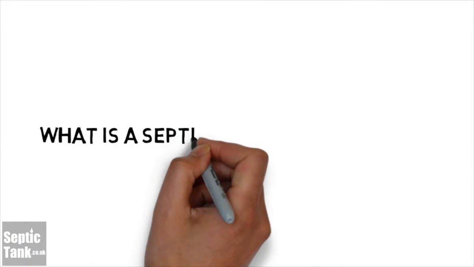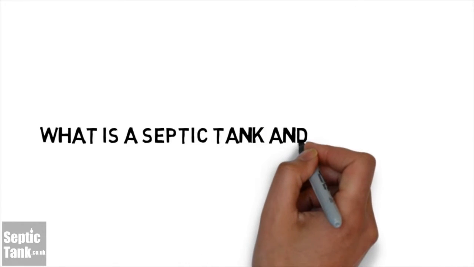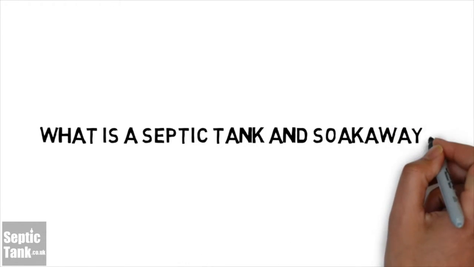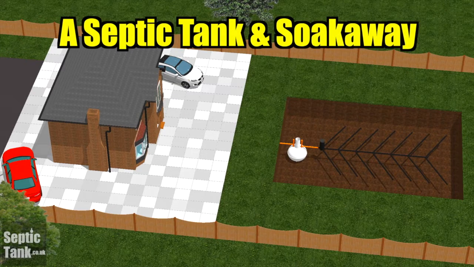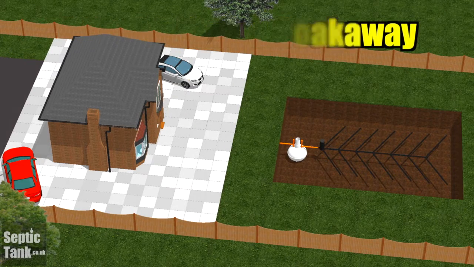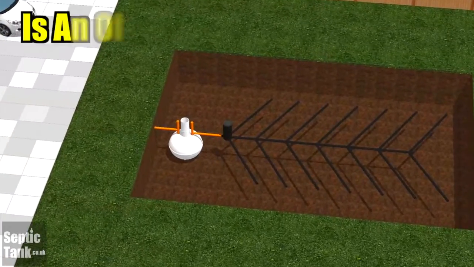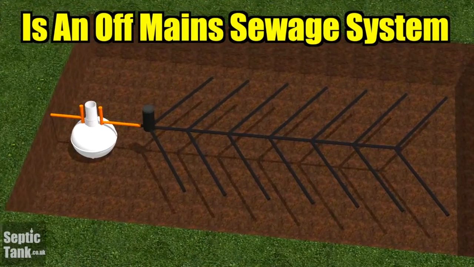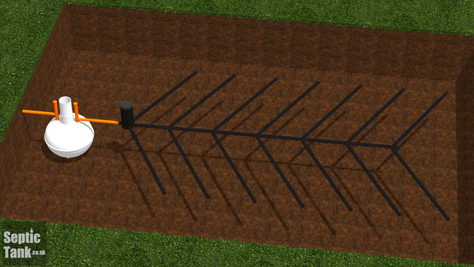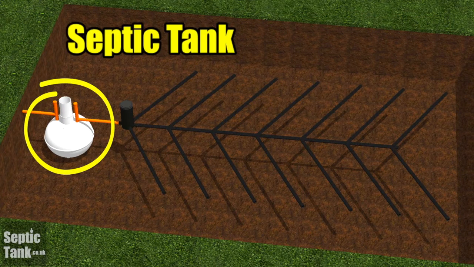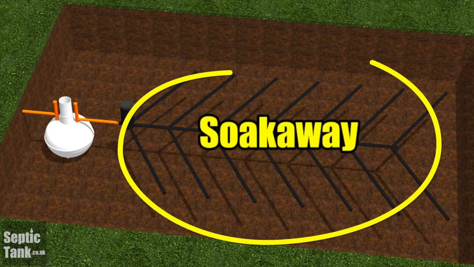So, what is a septic tank and soakaway? A septic tank and soakaway is an off-main sewage system, and they're basically designed for properties that are not connected to the mains drainage. And this type of sewage system normally comprises of two components: the septic tank and the soakaway.